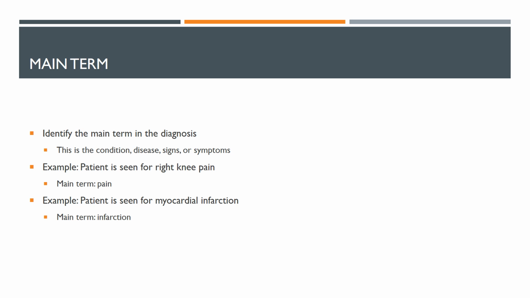Another example is myocardial infarction. The main term would be infarction, which is the obstruction of blood flow to an organ or region of tissue. Myocardial is where it occurred, the muscular tissue of the heart. You can see where knowing medical terminology would be very helpful in coding.